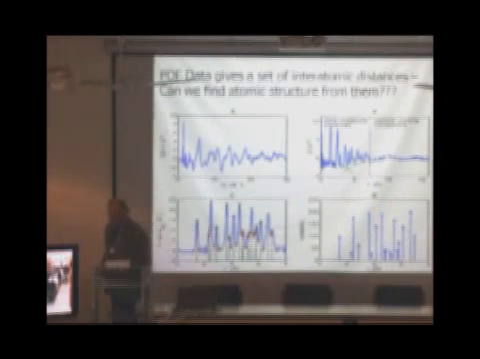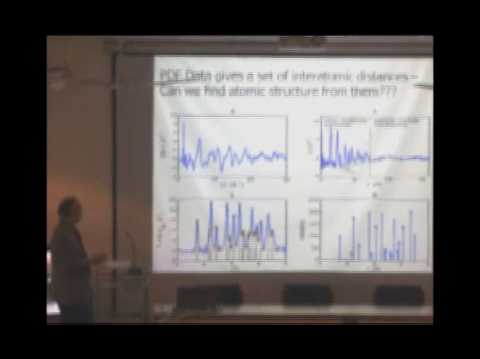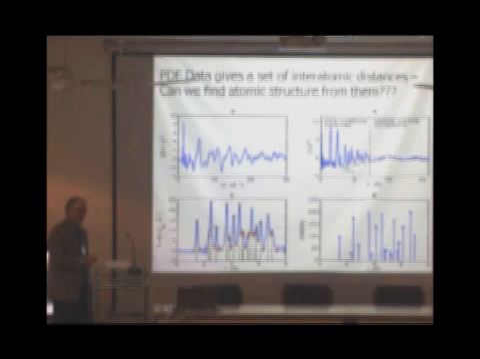Where do you get these interatomic distances from? Well, there are a variety of techniques, but one that we've been using as a test case is called pair distribution function analysis, which is extracted from powder diffraction data. So this is powder diffraction data. You invert it, you get a pair distribution function, and it turns out that the peaks in this pair distribution function are locations of interatomic distances.